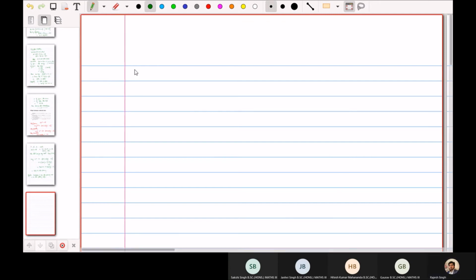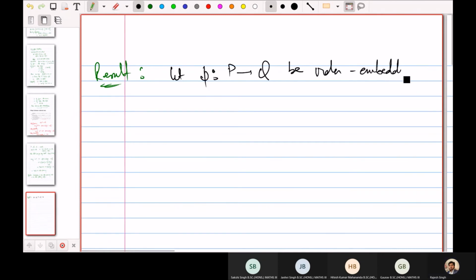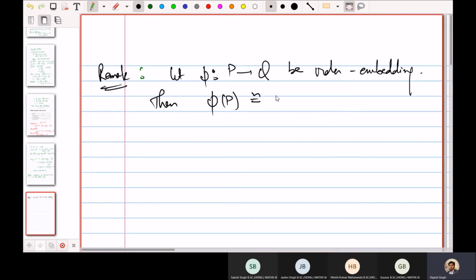Now, so result, let phi from P to Q be an order embedding. Yeah, it is not a result, it is a remark only. Okay. Then phi P is order isomorphic to P. ये क्यों होगा? Why is this true?